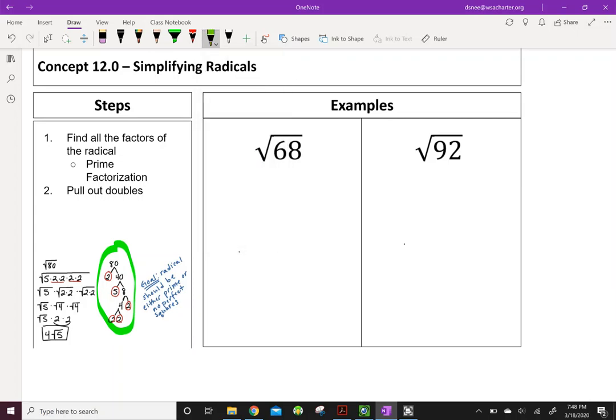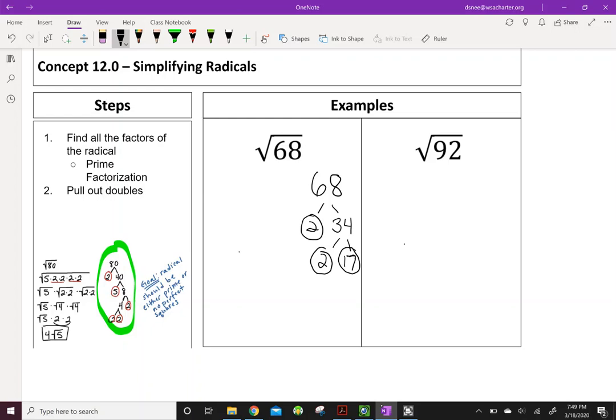So if I'm finding all the factors, let's see. Okay, I know that 68, I don't like that color. That doesn't work very well. I'm going to go back to black. 68. I know I can divide that by 2. And if I divide 68 by 2, I'm left with 34. Now, 2 is a prime number. I can't divide it by anything else and get a whole number. And 34 is not prime. I can divide that by 2 again. And 2 times 17 is equal to 34, or 34 divided by 2 is 17. And now I have all prime numbers, and that's my goal with this activity.